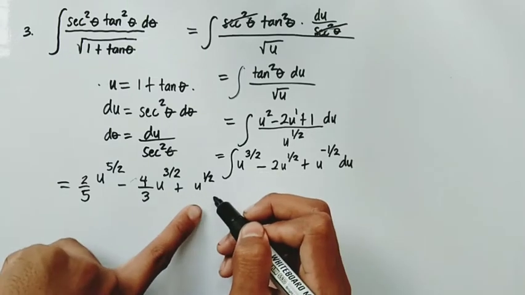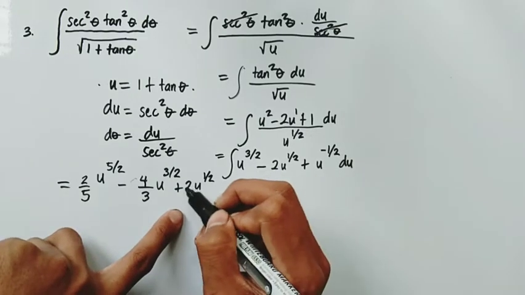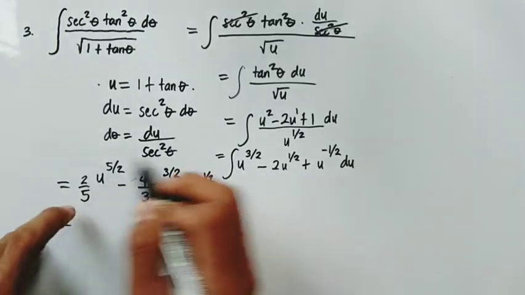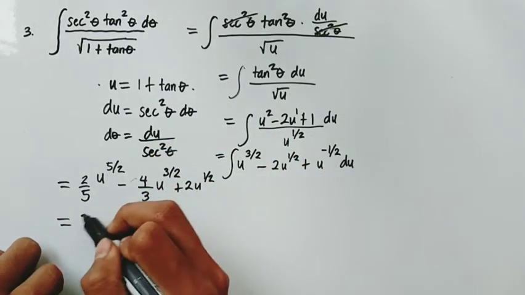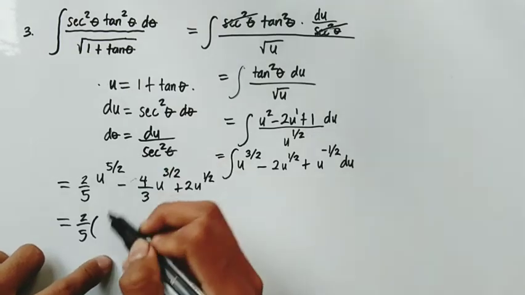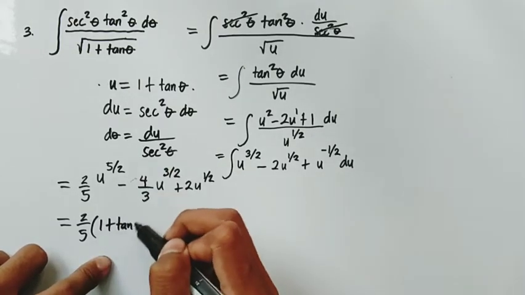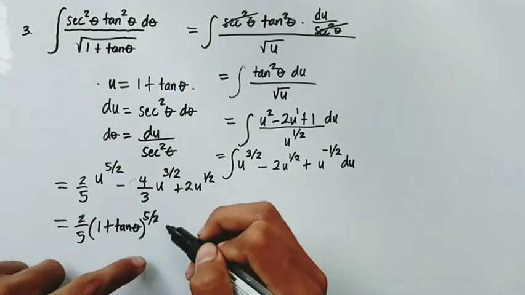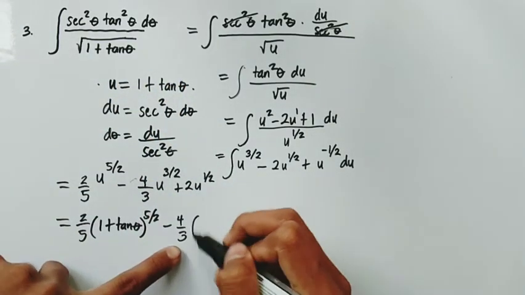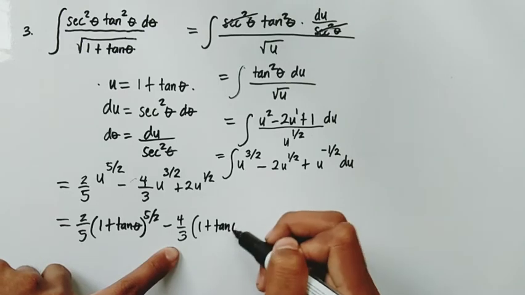And divide by 1 half, or simplify natin, magiging 2. Now, eto na yung integral natin, yung sagot dito. Balik na tayo sa u. So, magiging 2 over 5. Ang u natin is 1 plus tangent theta, tapos raised to 5 half. Diba? Eto yung u natin. Ibalik lang natin, 1 plus tangent theta.